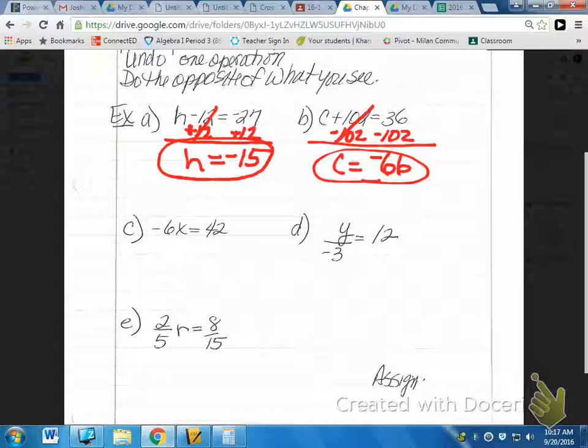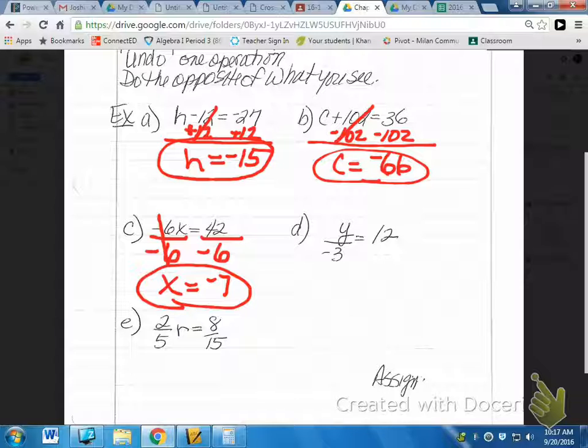Example C, negative 6x equals 42. So we need to isolate x by itself, and you have to undo whatever operation is there. So what am I going to do? You're going to take 42 divided by negative 6. How about divide both sides by negative 6? Yeah. Not just the one side, you've got to do both. So divide both sides by negative 6. Now what? What am I going to do about the negative 6's though? You cross out the negative 6's, and I write x equals negative 7.